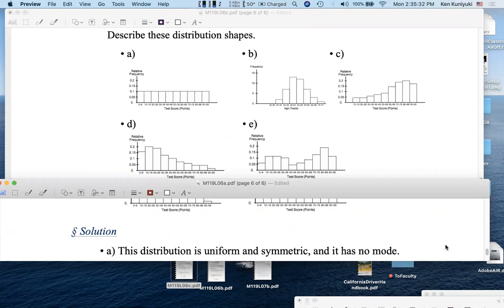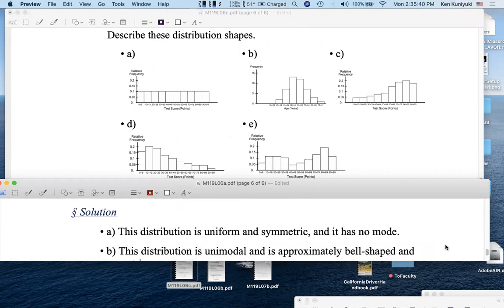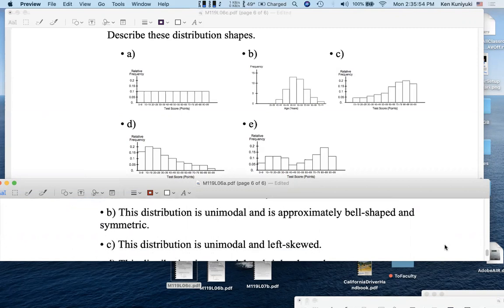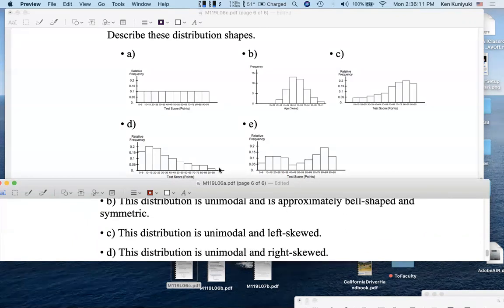What about B? That's like for the president's ages. Well, it's unimodal and it's approximately bell-shaped and therefore approximately symmetric. What about C? That's like test scores for quiz 1. It's unimodal and left skewed. Remember, the skewness follows the tail. It's left skewed. What about D? Test scores in a physics class. Again, it's unimodal, but this time it's right skewed. The tail extends to the right.